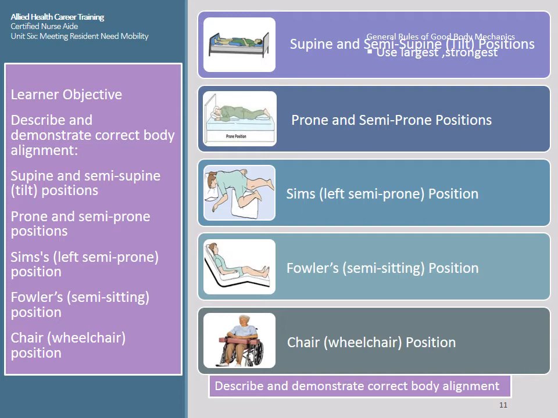The Sims position is lying on the left side with one leg drawn up. A person lying in the Sims position is lying on his or her left side with one leg drawn up and supported by a pillow. These positions help with correct body alignment. We also use some of these positions when we are doing certain procedures to a resident.